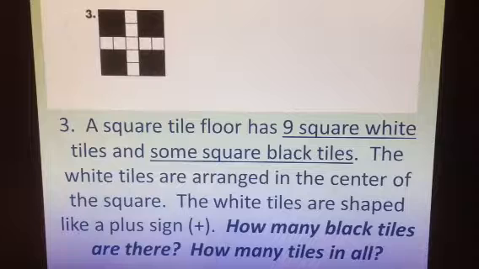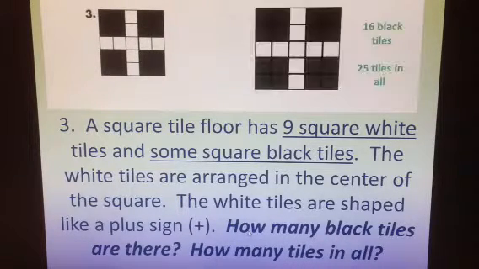I had one student solve this in a way that surprised me. He said, well, I can tell that there's 1, 2 going down in each of these small black squares and 1, 2 going across in each of these small black squares. So he said 1, 2, 3, 4 times 4, 1, 2, 3, 4. 4 times 4 will tell me how many black tiles. How many tiles in all? I'll just take whatever I get when I multiply those black tiles, and I'll add the 9 that I know are there for white tiles. So 16 black tiles because 4 times 4 is 16. 25 tiles in all because 16 plus 9 is 25.